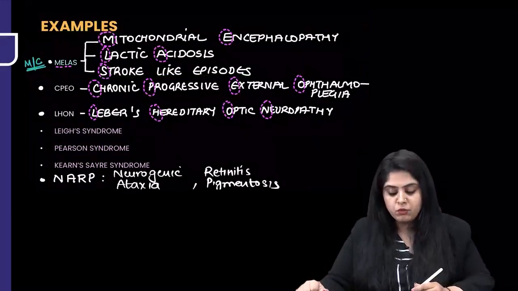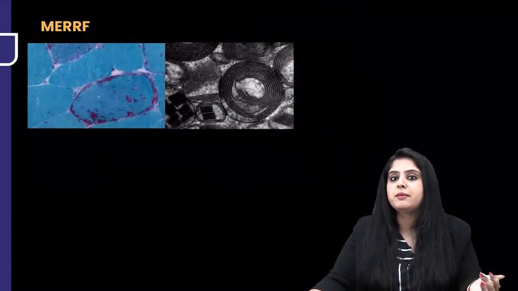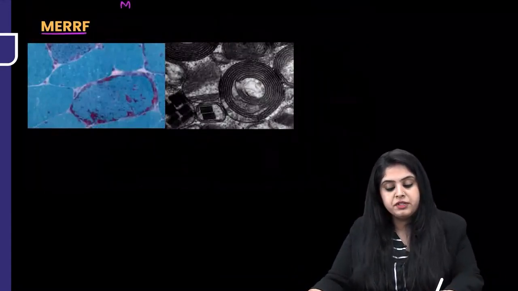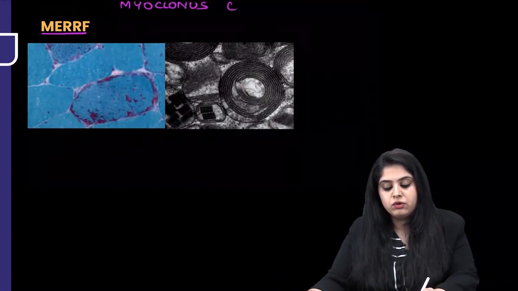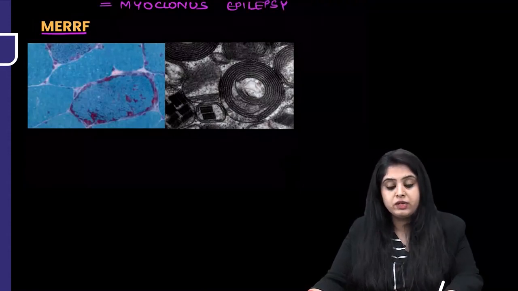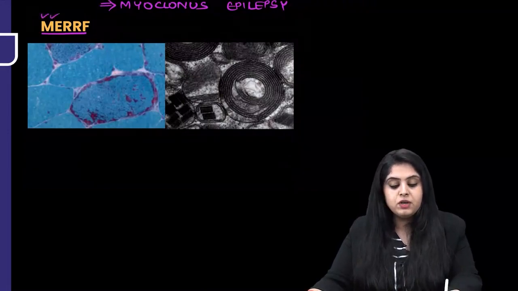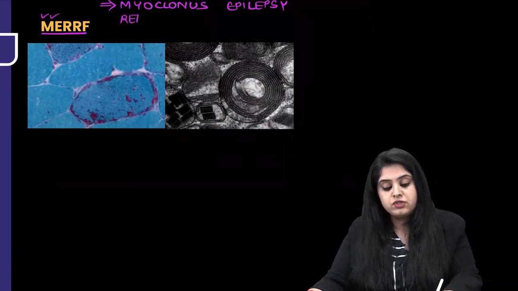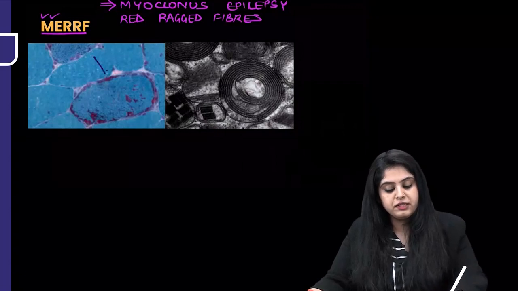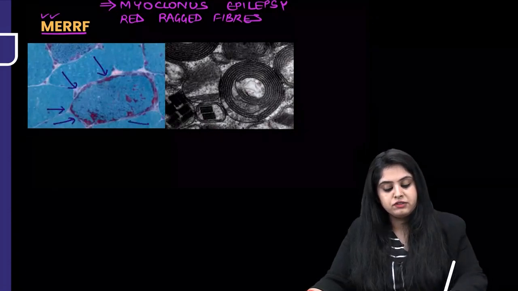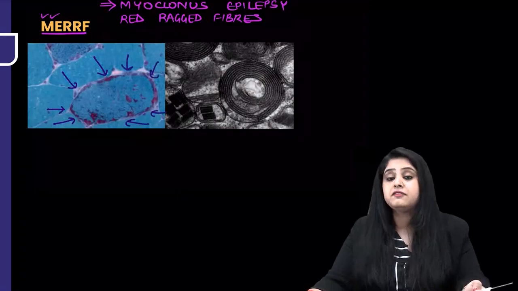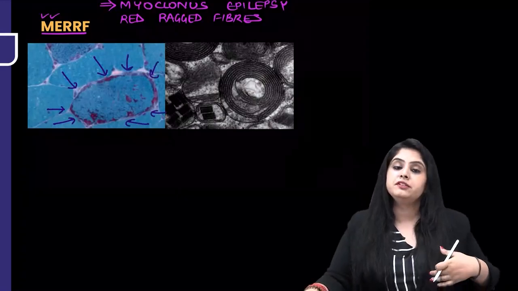There's one more short form which I want all the students, the Central Institute exam aspirants, to know. What is MERRF? M is myoclonus. There is myoclonus, E for epilepsy, myoclonic epilepsy. So that is clinical, myoclonic epilepsy, M and E. What is RRF? RRF is pathology. They will show red ragged fibers. Can you see the picture below, and can you see some red fibers? Yes, these are red ragged fibers. So myoclonus epilepsy with red ragged fibers. This is also a mitochondrial disease, guys.